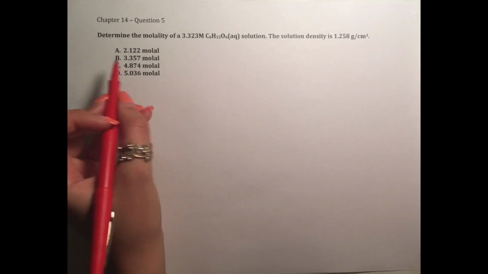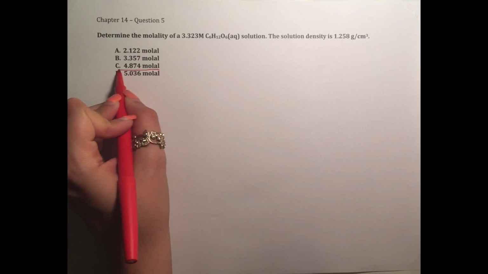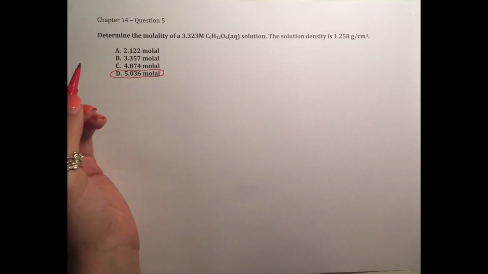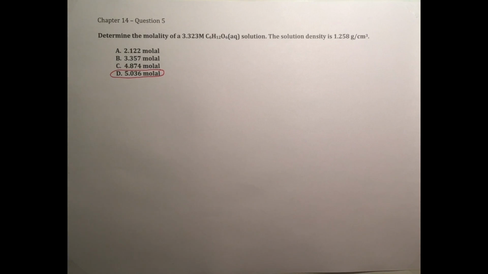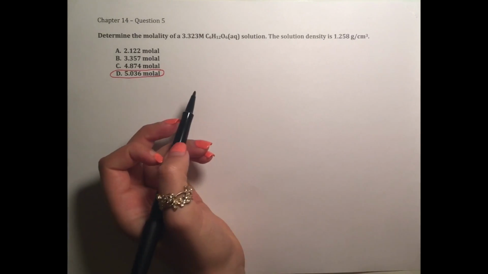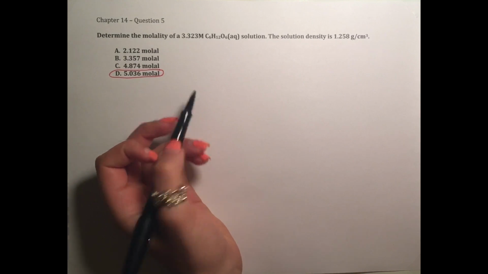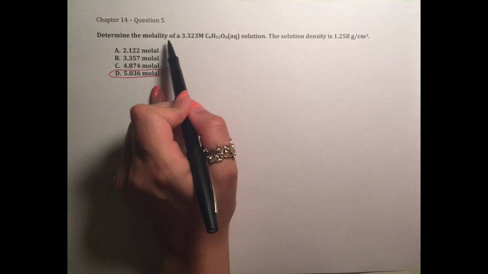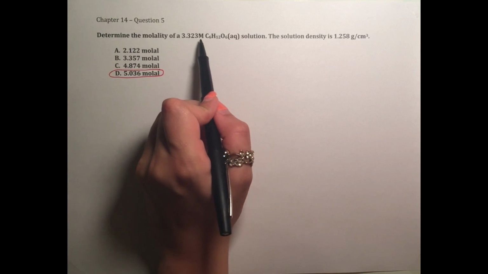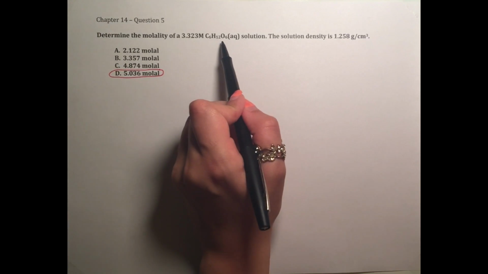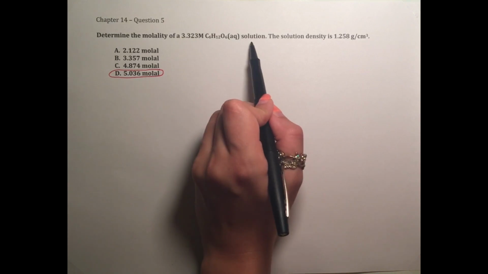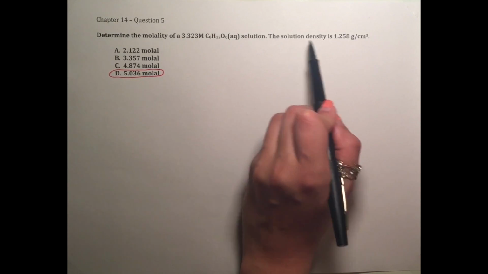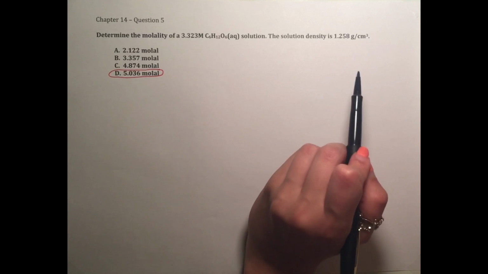So the answer to this question is D, 5.036 molal. Now for those of you who have tuned back in, I'm going to work through the question now, and you can work through it with me. So the question says, determine the molality of a 3.323 molar C6H12O6 aqueous solution. The solution density is 1.258 grams per centimeters cubed.